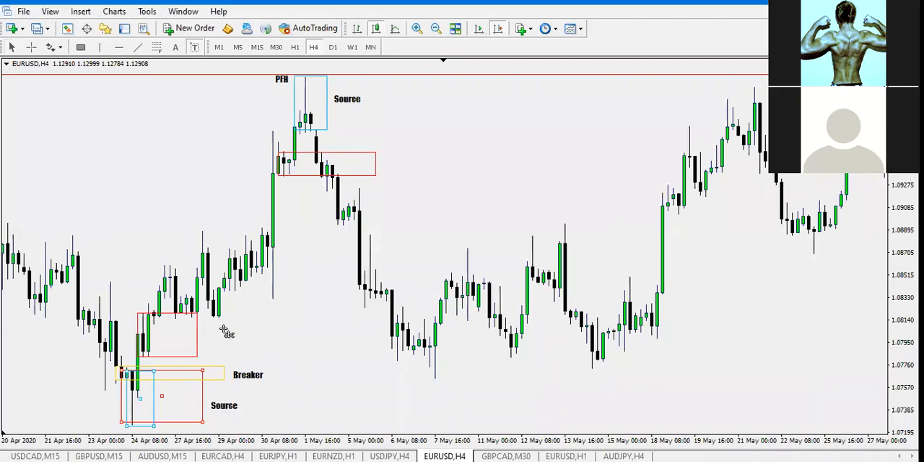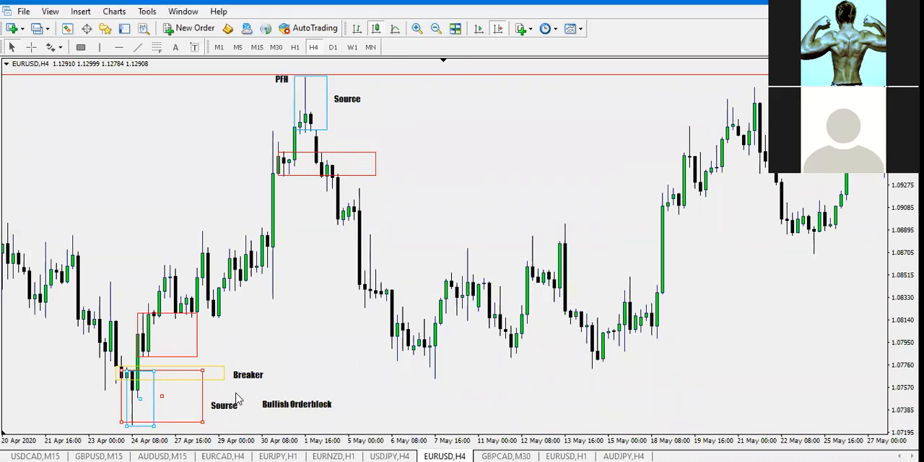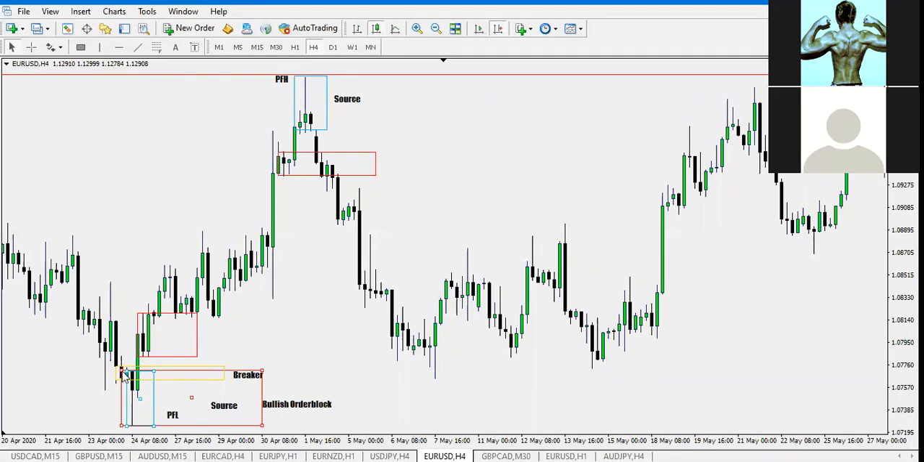Okay, we also have a bullish order block over here. And as you can see, the red block indicates our bullish order block over here, and the candle that created the peak formation low is our source, which is the blue box over here. So peak formation low, and that is our source. Then that was our breaker, because that was the last bearish order block before the down move.